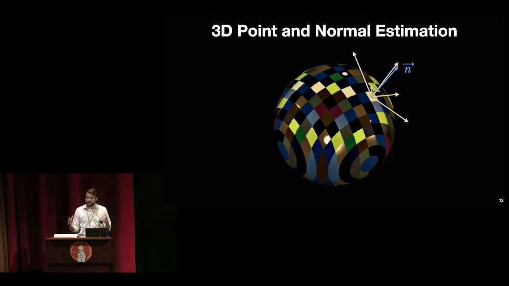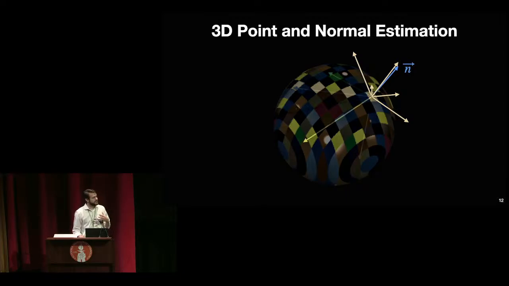Now, all the light rays that are leaving that point in the hemisphere about that surface normal will correspond to the reflectance of that surface point. On the other hand, all the rays that are measured in the opposite direction are actually going to be occluded by the object itself. So those measurements will actually be samples on the opposite side of the object.